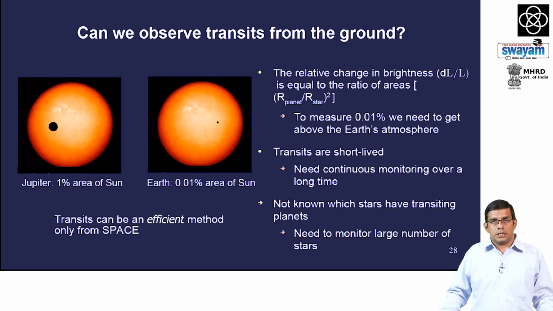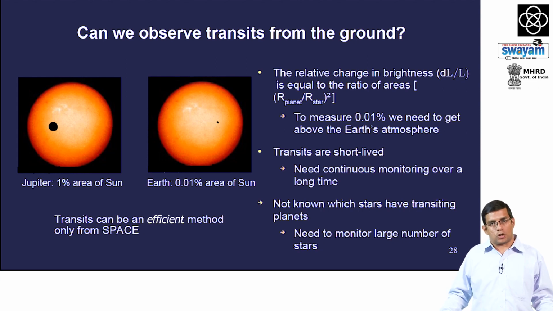So, this is indeed a problem, and to measure this kind of small dips, we need to observe above the Earth's atmosphere. Otherwise, the variations due to the twinkling effect in the Earth's atmosphere will mask the dip due to the planetary transit, and we will never be able to detect it.